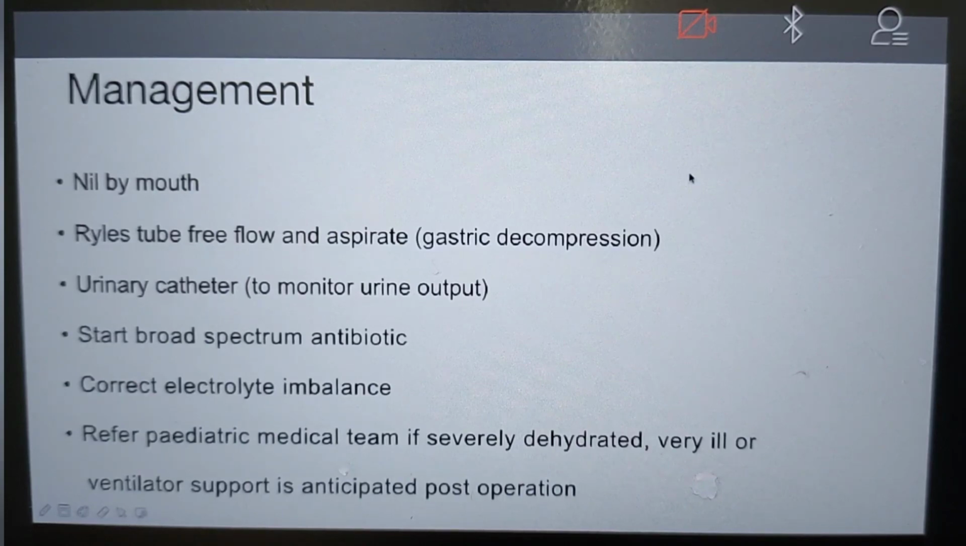And then next, we must keep the patient nil by mouth. Because there's obstruction, the food cannot come out, so we need to insert a Ryle's tube, free flow, and aspirate, for gastric decompression. And then monitor intake and output, and start broad spectrum antibiotic. Usually we start maybe IV amikacin 50 mg per kg, and then correct the electrolyte imbalance. If the patient comes in severely dehydrated, we need to refer to paediatric medical.